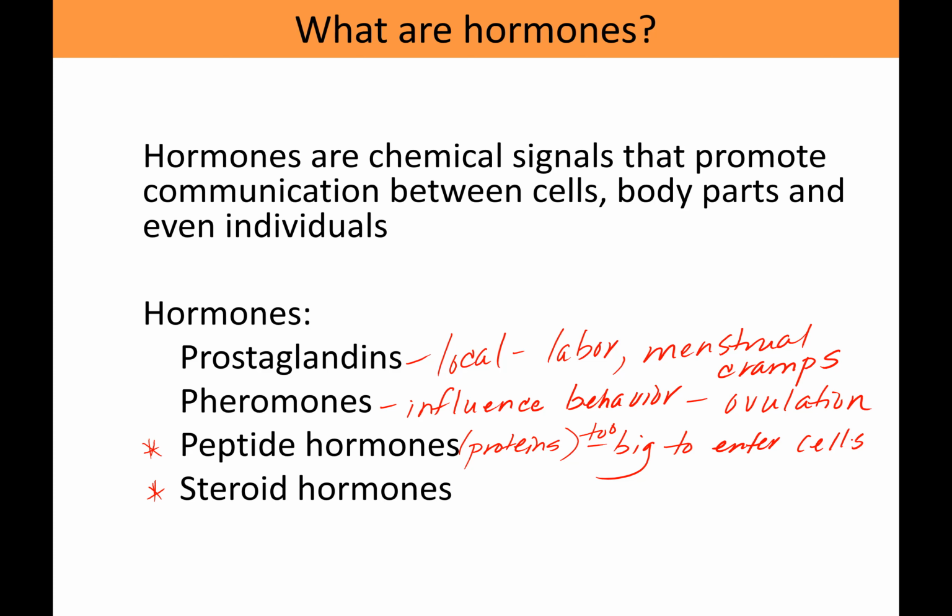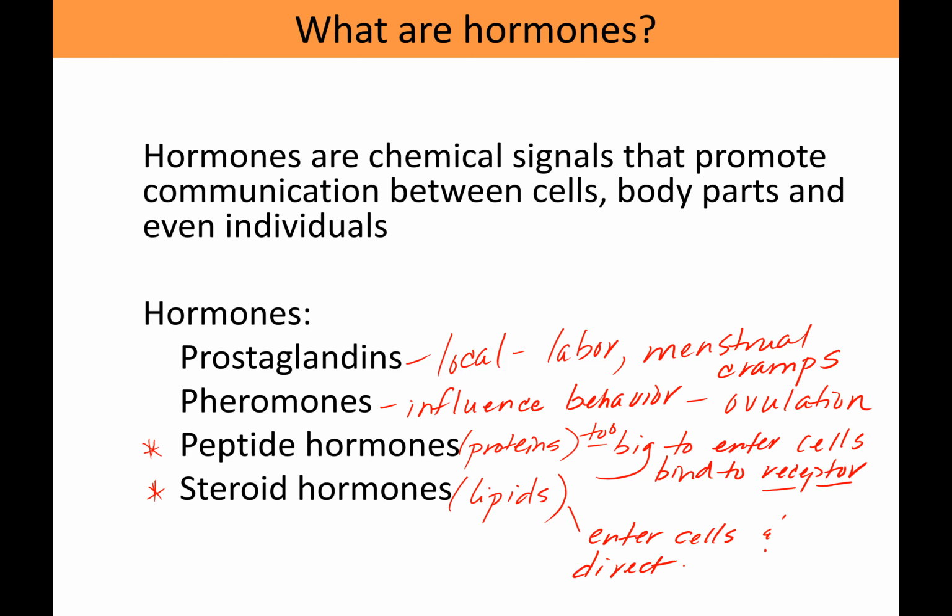And so instead, they'll bind to a receptor on the outside of the cell and cause some kind of change in shape of that receptor, which will be communicated to genes inside that cell to respond. Whereas steroid hormones, remember, steroids are lipids. And since the cell membrane is majority lipids, these actually do enter the cell and have a direct impact on the genes of that cell.